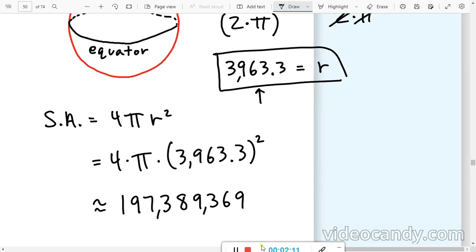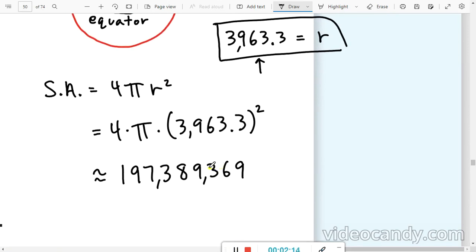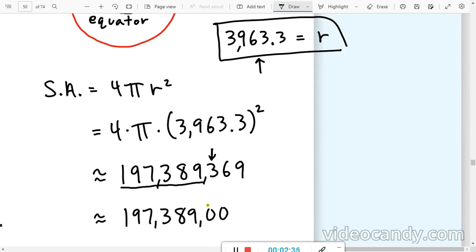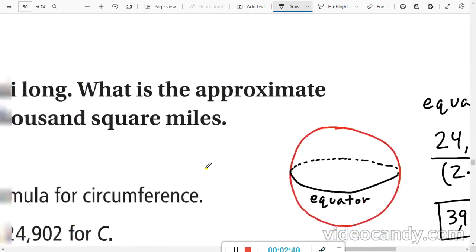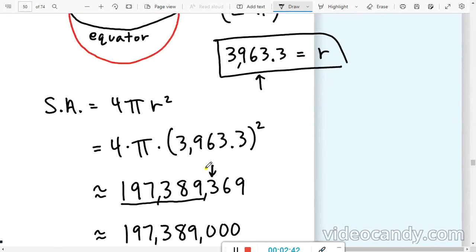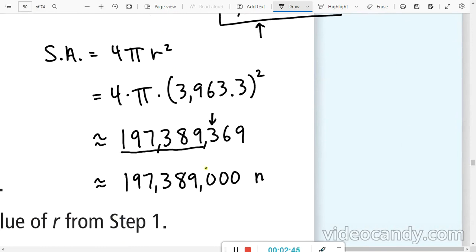They said round to the nearest 1,000. Since this number right here is less than 5, I am just going to keep this part here. We're going to round it down basically. So it's going to be 197,389, and rounding down, this is just 1,000. The units, I'm assuming they were in miles. Yeah, square miles. There you go. So this is going to be miles squared.